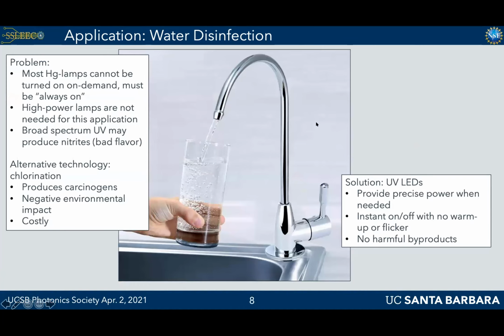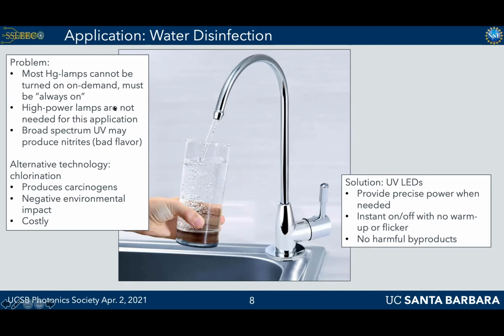Another example of an application. So what's wrong here? What's wrong with this picture? Well, first of all, it's a really terrible Photoshop. But second of all, nowhere in this picture is there really space for a UV lamp. You could imagine putting one maybe upstream, but if you want an on-demand point of use disinfection solution, you need something small. You don't really need very high power, but you need something that can instantly turn on and off.